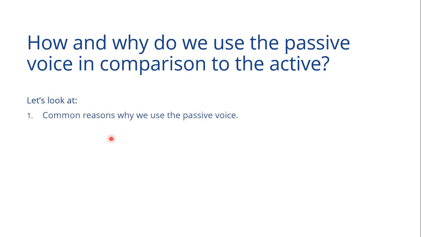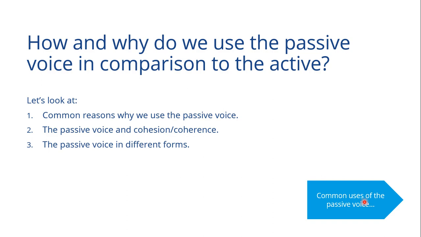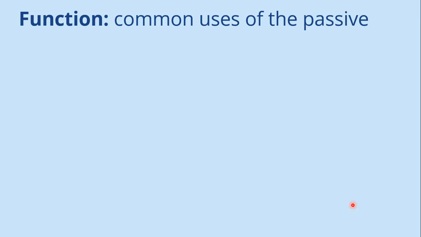Let's look at the common reasons why we use the passive voice. Number two, the passive voice in cohesion and coherence. What is the function? That is the reason it is normally used in written form, for cohesion and coherence. The next one, there are many kinds of passive voice in different forms. So let's start this one by one.